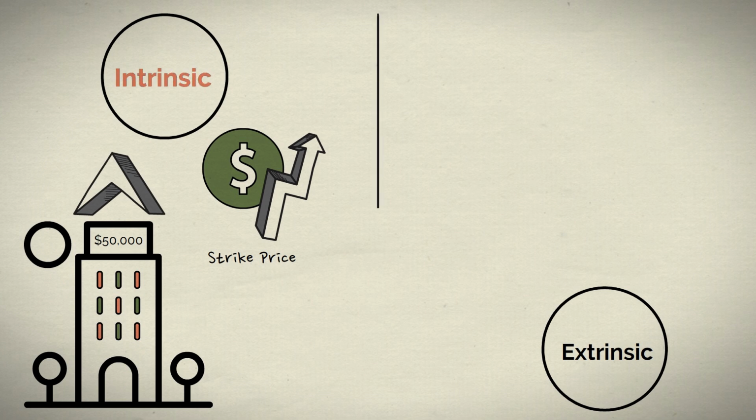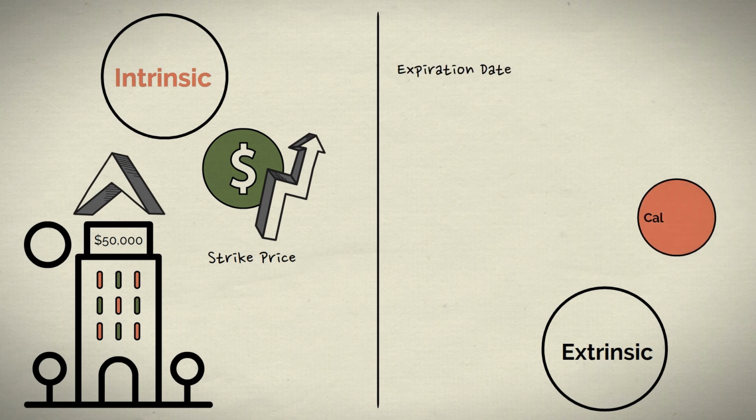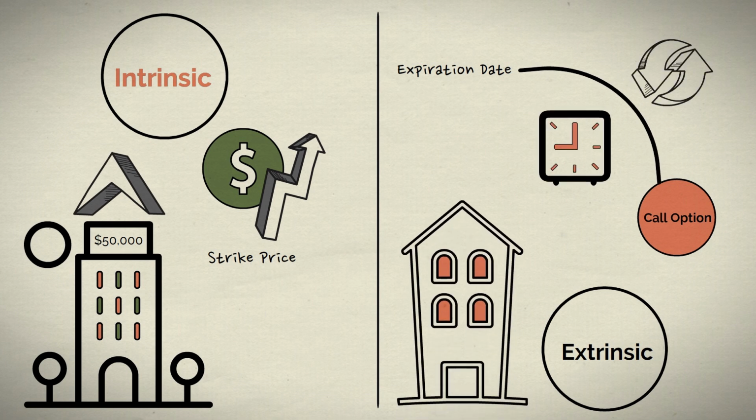Extrinsic value, on the other hand, is determined by the expiration date. In the case where a call option is far away from the expiration date, it means that there is still time for the price of the underlying asset to change. This creates the potential for more gains, and so the extrinsic value of the call option would be much greater.